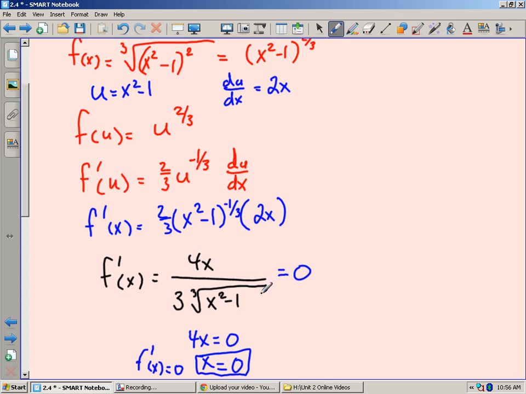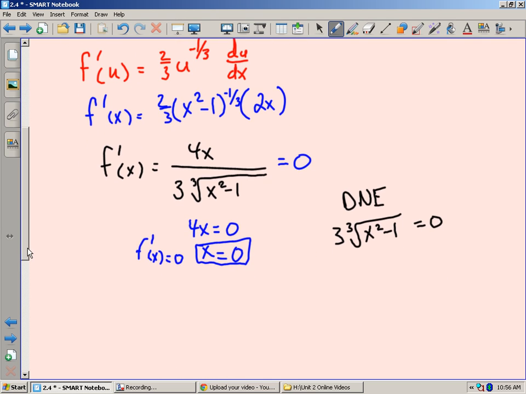So my does not exist will be 3 times the cube root of x squared minus 1 set equal to 0. With a little bit more simplification, divide by 3. That's still 0 divided by 3. Cube both sides to get rid of the cube root, so 0 cubed is still 0. So I really have x squared minus 1 equals 0. I can add 1, so I get x squared equals 1. And the square root of 1 is plus or minus 1, and so this is where it doesn't exist.